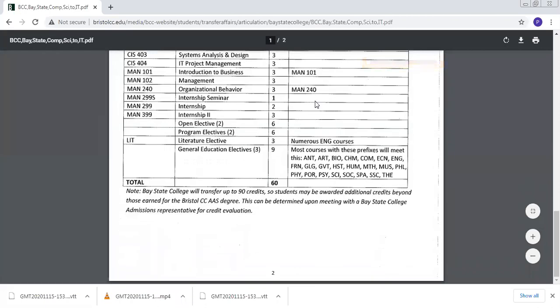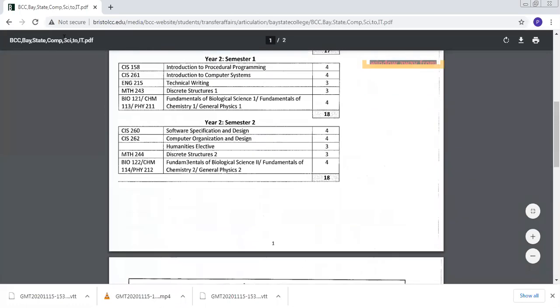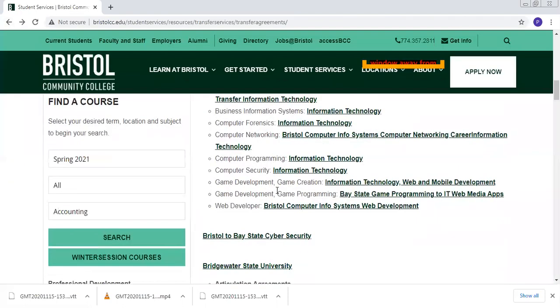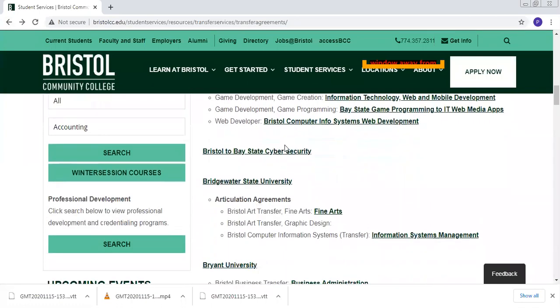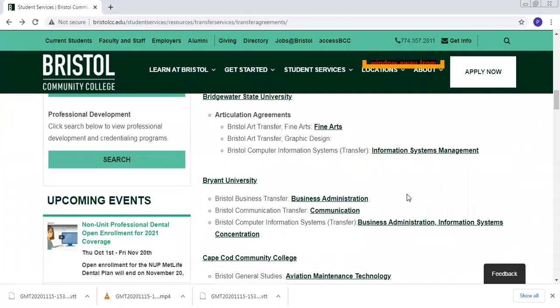And here are the other classes that you would be taking there. All right, so it's very specific. Okay, and these are the other transfer agreements through Bay State. Cybersecurity. Also, these are agreements that we have. So in addition to the regular transfer, Bridgewater also has an agreement specific to BCC in the art transfer, okay, graphic design, information systems, all right.